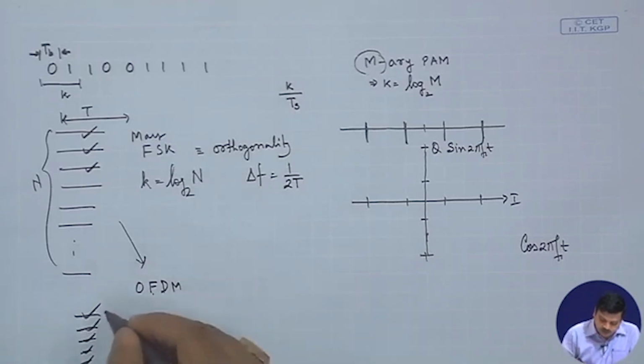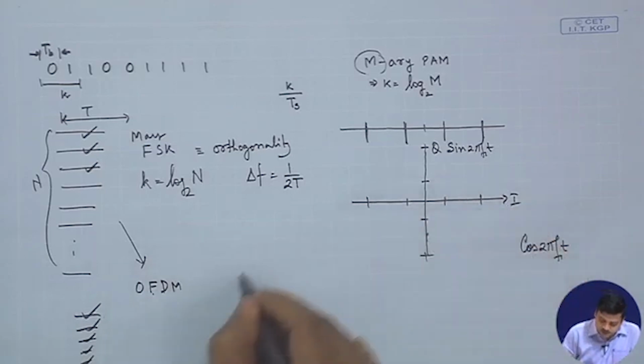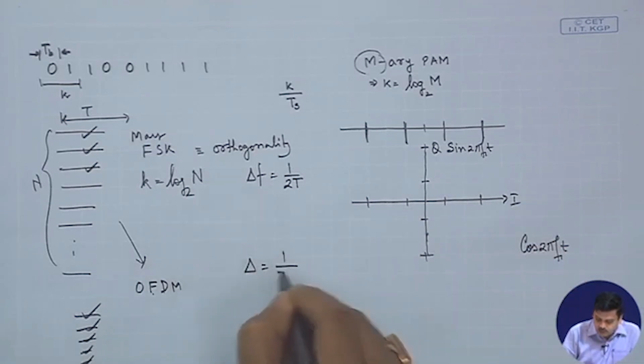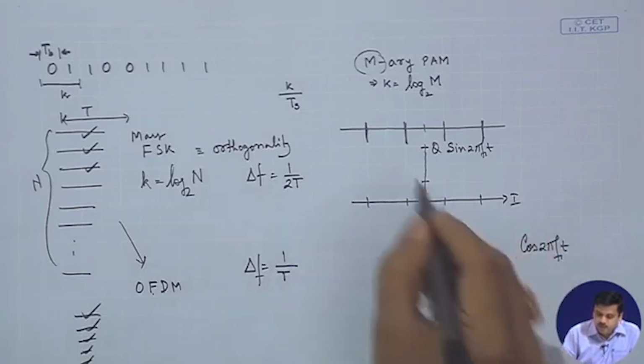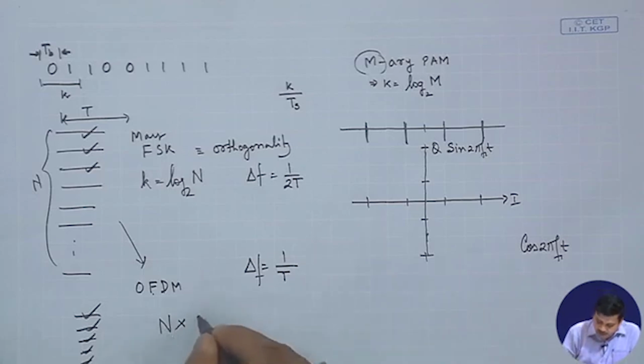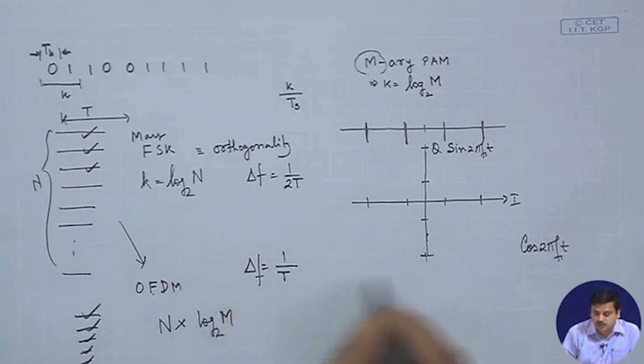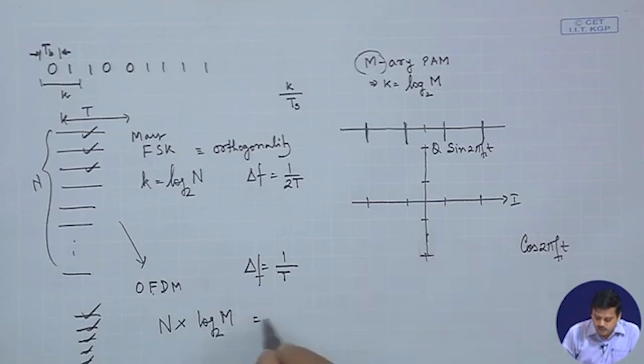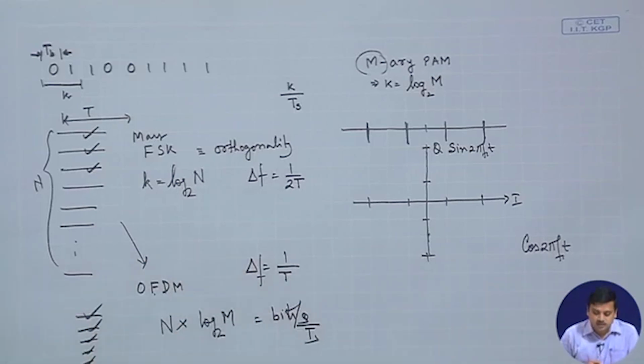And if we are doing OFDM and you are doing QAM transmission, your orthogonality condition would be 1 upon T, delta f equal to 1 upon T. If you do PAM, it will be 1 upon 2T. In this case, you have N different frequencies, each one of them carrying bits, and each one carrying, let us say, log base 2 of M bits, where M is the order of the constellation. So, that is so many bits per symbol duration Ts. So, these are some of the fundamental differences that we should keep in mind.